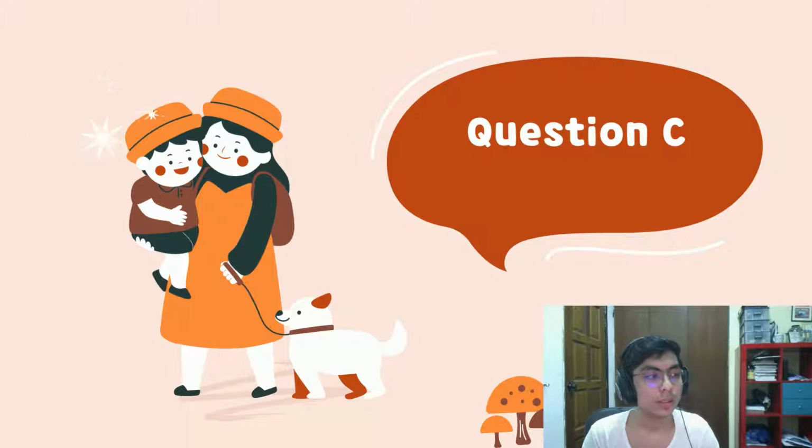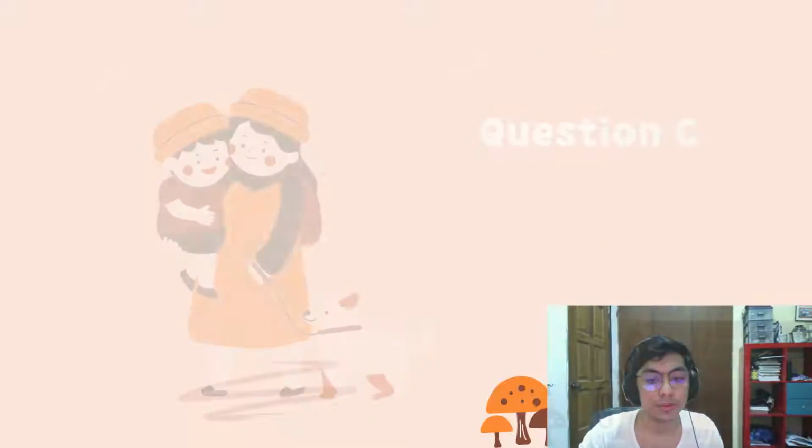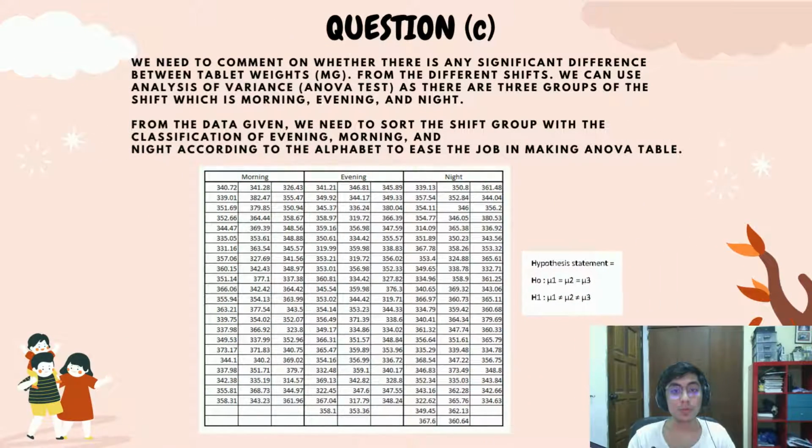For question C, we need to comment on whether there is any significant difference between tablet weight from the different shifts. We can use analysis of variance, that is the ANOVA test, as there are 3 groups of the shift, which is morning, evening, and night. From the data given, we need to sort the shift group with the classification of evening, morning, and night according to the alphabet to ease the job in making an ANOVA table.